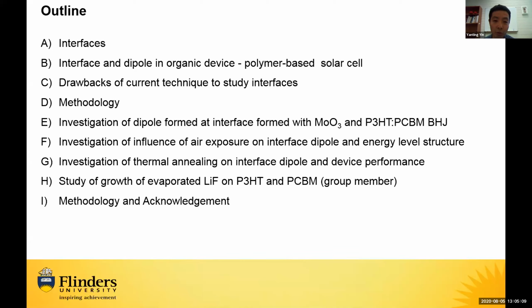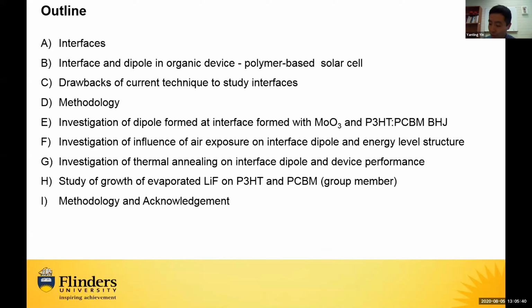I will show 3 chapters, or let's say 3 individual topics, with some examples of analysis on the molybdenum oxide, and on the forming of the molybdenum oxide and the P3HT:PCBM bulk heterojunction, BHJ system. This whole interface has experienced different treatments, for example, the very commonly happening air exposure and different annealing processes in the organic fabrication process.